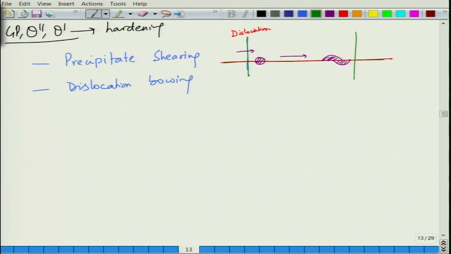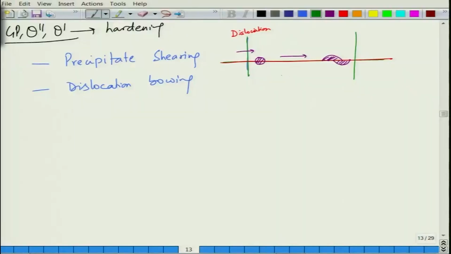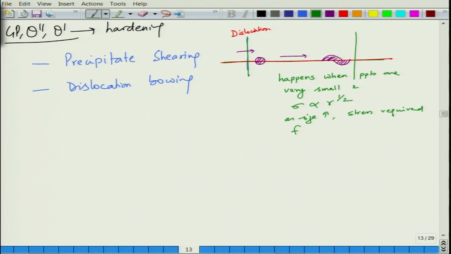This happens when the precipitates are very small. When the precipitates are very small, they have a continuous slip plane with the matrix. As a result, the dislocation can always find a slip plane through the precipitate and pass. So this happens when precipitates are very small, and this stress increases as r to the power half. So as size increases, the stress required for shearing increases.